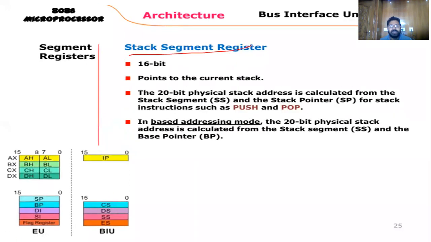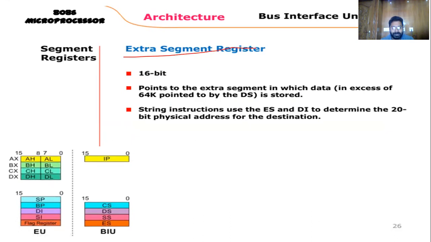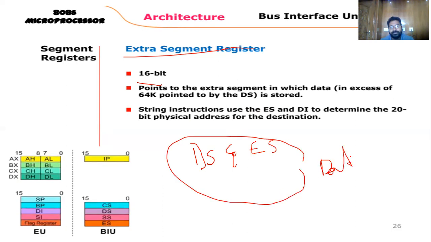Then next is the stack segment register. In the stack we have push and pop operations. This is also a 16-bit segment register, and its address is provided by the base pointer register. Then the extra segment register, which is also a 16-bit register. You know that the data segment register and the extra segment register are used for data purposes.